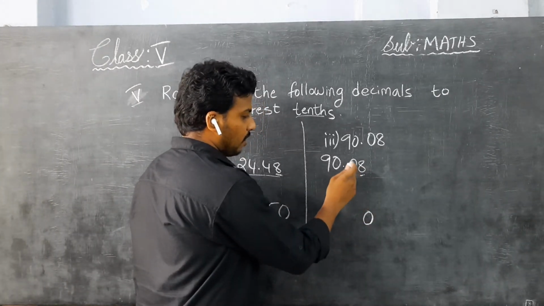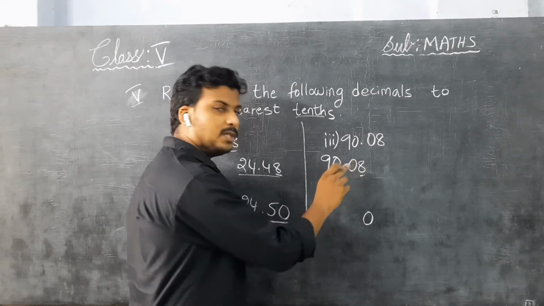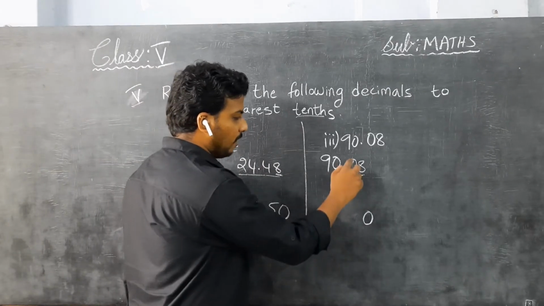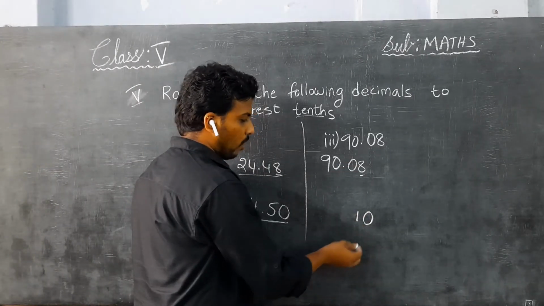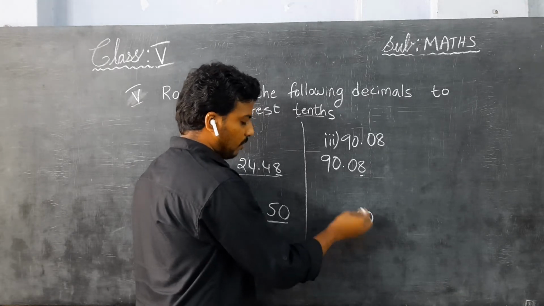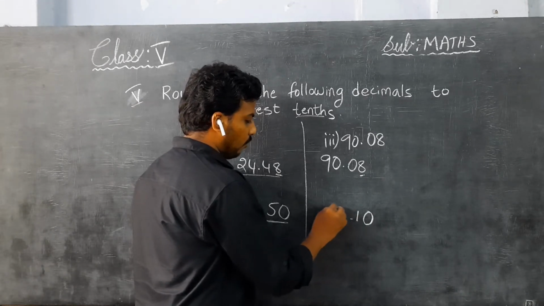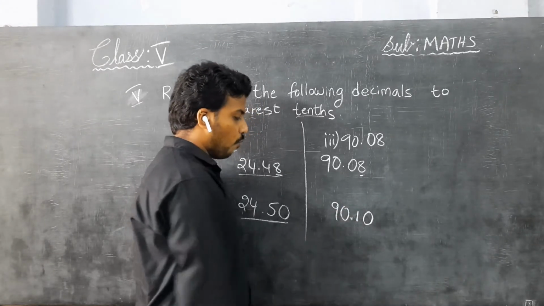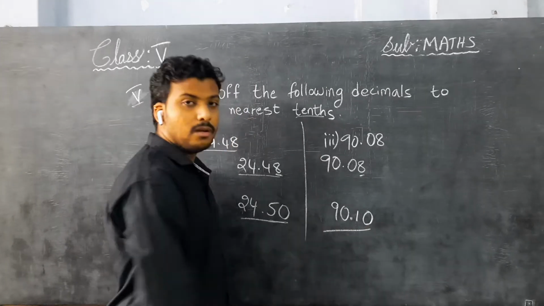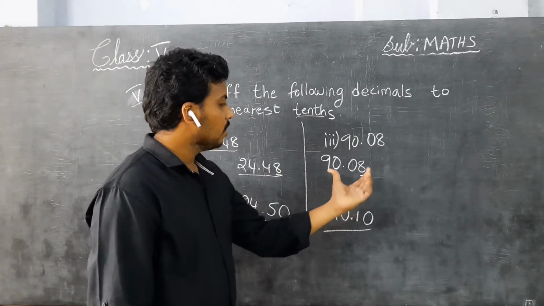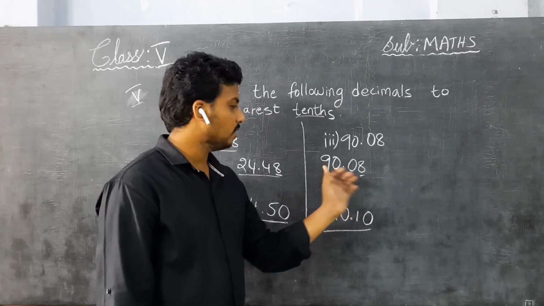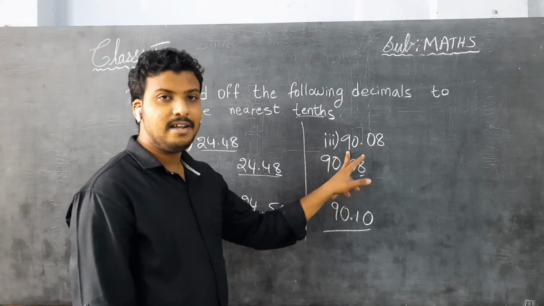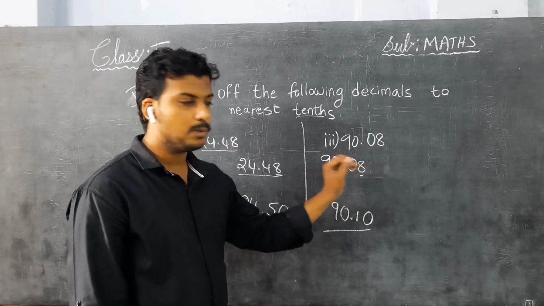And after that, for the 0 in the tens place, I am adding 1. So if I add 1, the value here is 1. Before the decimal point, the value will be 90. 90.10 is the rounded decimal number of the given decimal number, that is 90.08, children. Understand, children? Once again, 90.08 is the given decimal number.